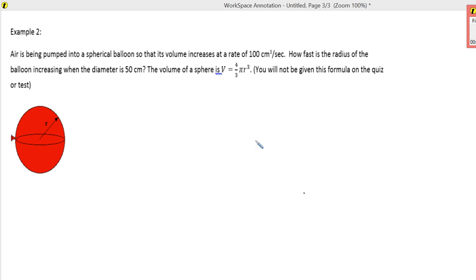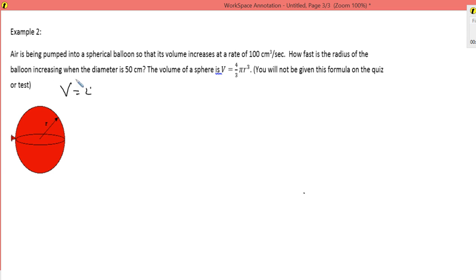What are you given? I gave you the formula for the volume of a sphere: V equals 4/3 pi r cubed. Now I gave it to you this time, but this is one of the formulas that you need to remember, because there is no guarantee that I will give this to you on a quiz or a test. So you need to remember this formula.